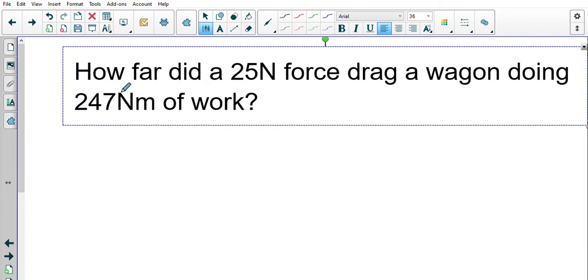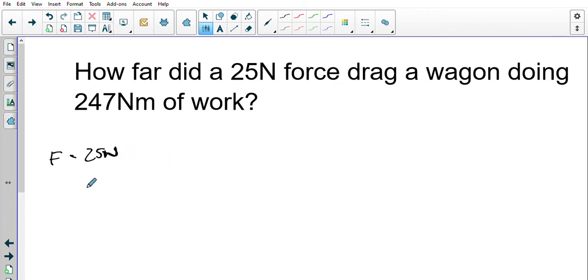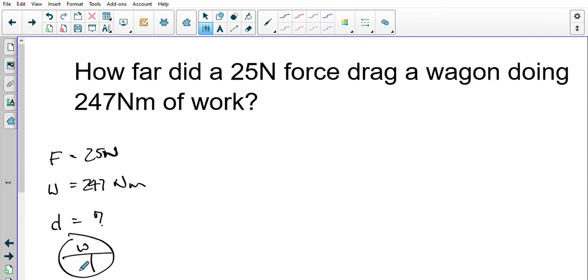Here's another example. How far did a 25 Newton force drag a wagon doing 247 newton meters of work? All right, so let's write down our values. We have 25 newtons. Well, that's our force. This is an N. Then we have 247 newton meters. Well, that's equal to our work. And what's the question? How far? So distance is what we're looking for. Let's write this out. W, F, D. We're looking for distance. We're going to cover up our D. So D is equal to our work divided by our force.